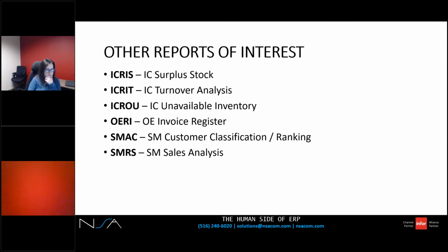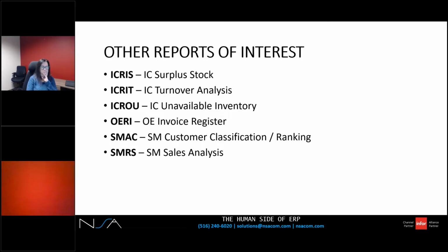Another excellent report is the invoice register report. So you run the OERI, you can run it for the day, for the week, for the month, for the year, and it gives you all sorts of slices and dices of your orders that can be quite interesting to look at. You may want to run that several different ways. Start off with running it just for a day, and then run it to view for a month to see what it looks like. Again, it gives you interesting sales analysis information.